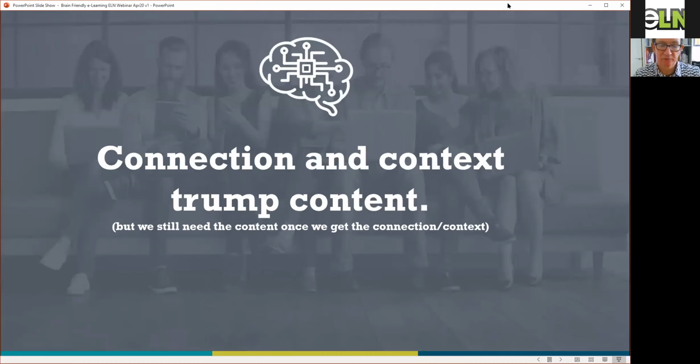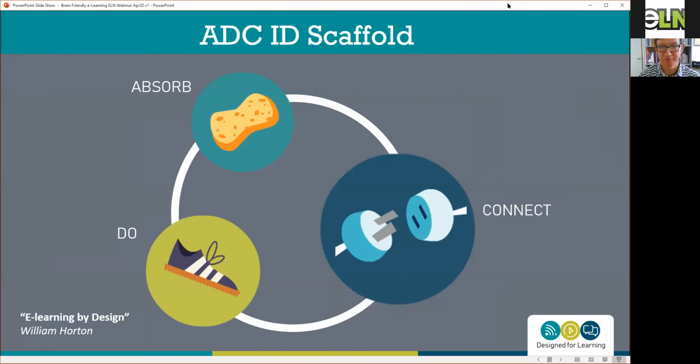And so the next thing I'm going to cover is connection and context. Connection and context trump content. We still need the content, because without the content, we don't have anything to work with. So I use a very simple instructional design model called the ADC, Absorb, Do, Connect. It's from a book called eLearning by Design by William Horton. It's a bit of a Bible. It's quite thick.